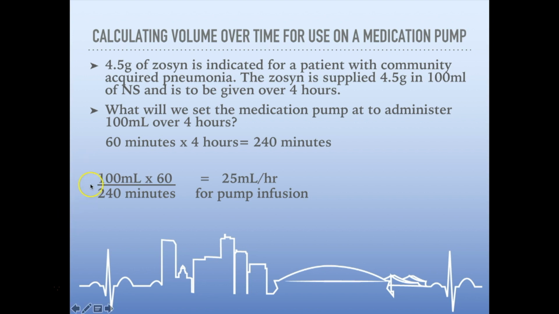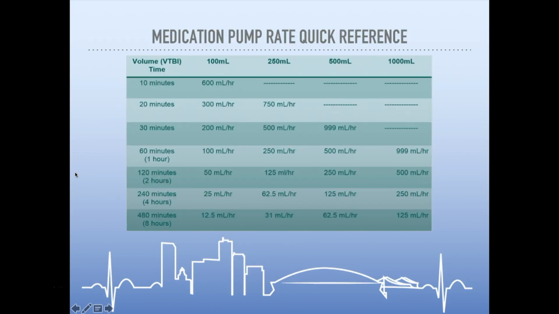We'll set our formula up for our volume, which is 100 milliliters, multiplied by 60, which is our time coefficient, and then we'll divide that by our total time in minutes, which is 240 minutes. When we calculate that, you see we get 25 milliliters per hour to make sure we give that Zosyn over 4 hours.